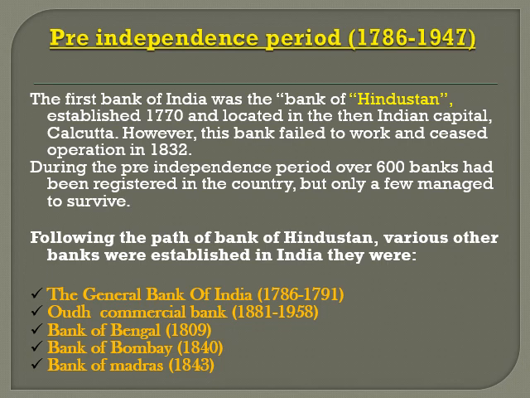Now, following the path of Bank of Hindustan, various other banks were established in India. They are the General Bank of India, 1786 to 1791, Oudh Commercial Bank, 1881 to 1958, Bank of Bengal, 1809, Bank of Bombay, 1840, and Bank of Madras, 1843. These last three banks later merged into a single bank, that is Imperial Bank of India, in 1921, and it became State Bank of India in 1955 after nationalization.